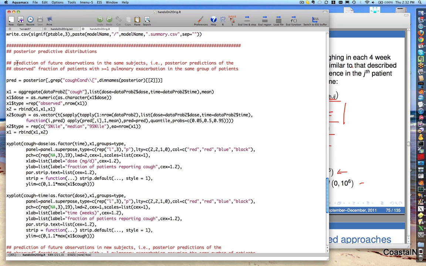In this case, trying to look at posterior predictions of binary data all by itself is very difficult to interpret. But here we can break up all the observations by dose and time and look at the fractions of patients experiencing a coughing episode for each one of those. So we've got a nice summary statistic to work with, and we can look at the predicted values for that same fraction.